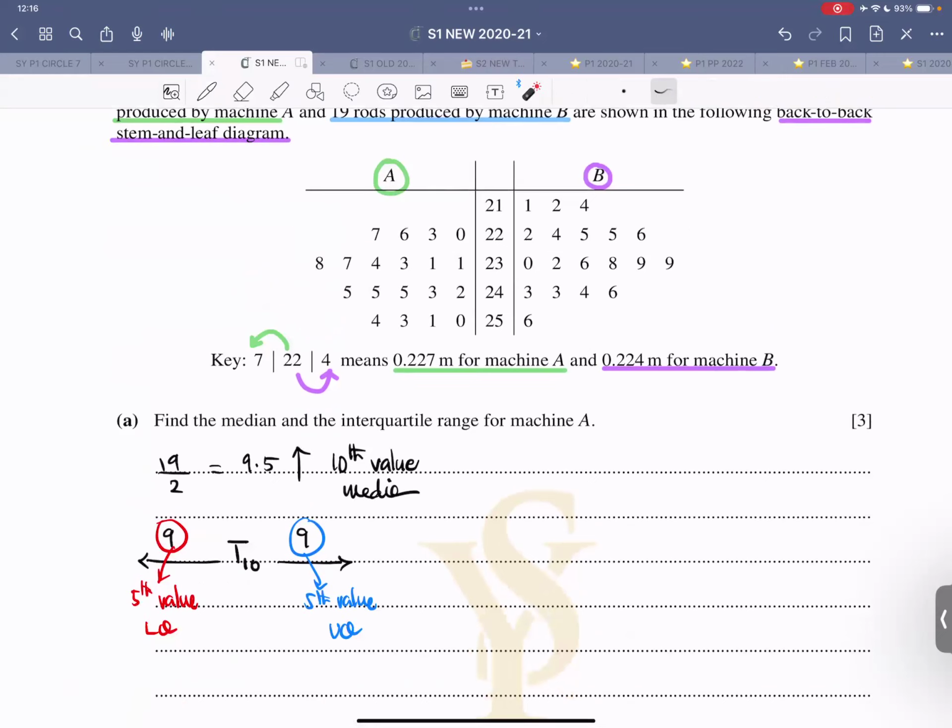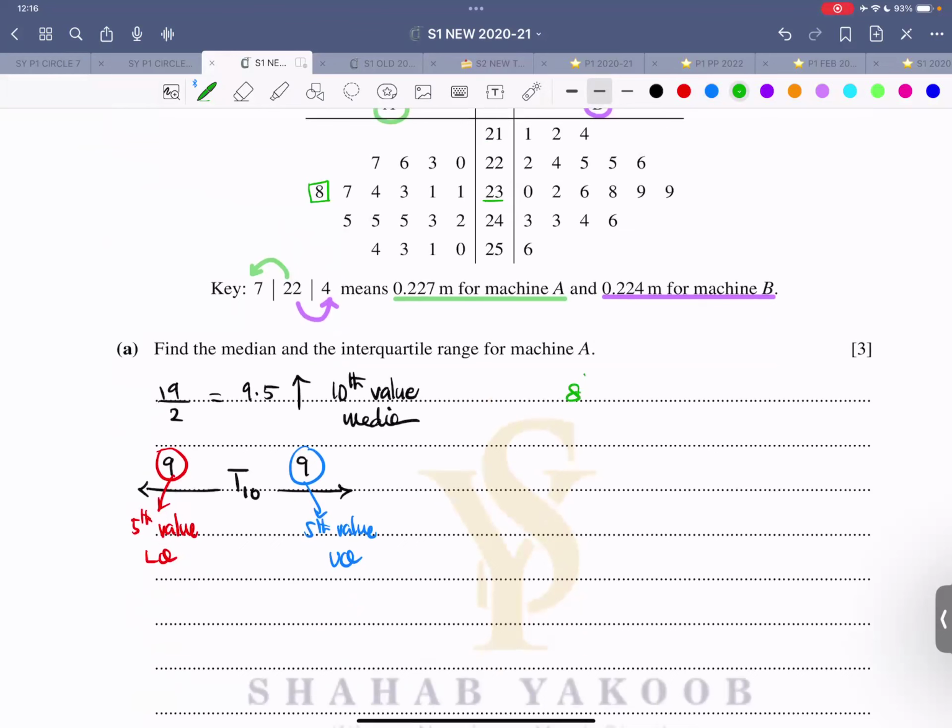So the 10th value, you would start counting in this direction. 1, 2, 3, 4, 5, 6, 7, 8, 9, 10. So this 10 over here, that is the median. So this is 8/23. According to this rule, this will be read as 238 with a decimal. That is the median.